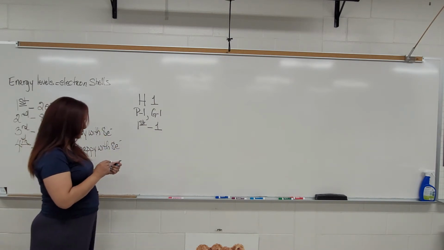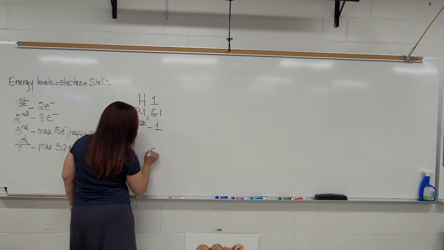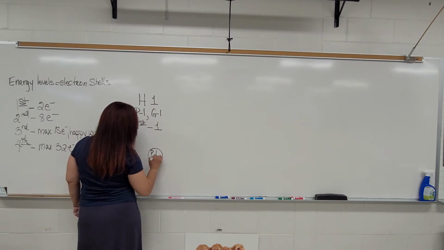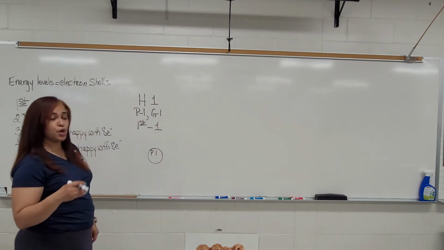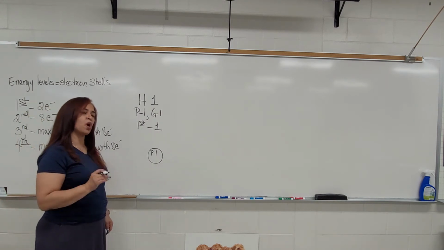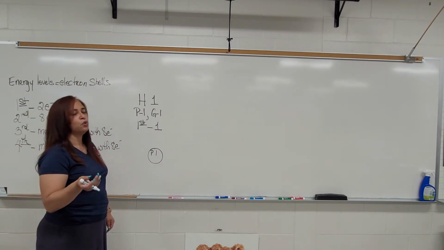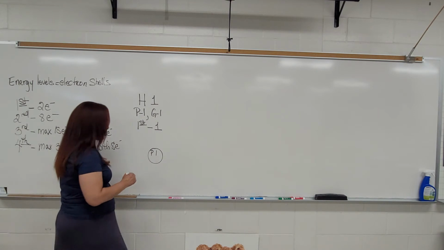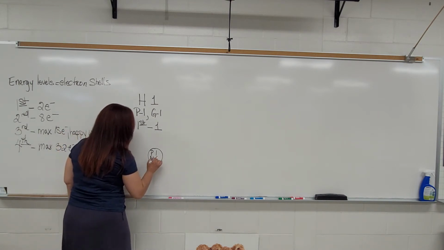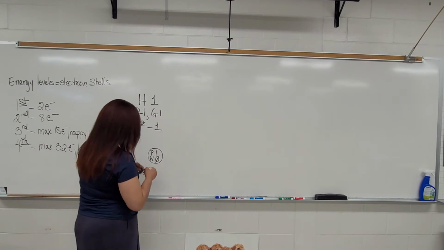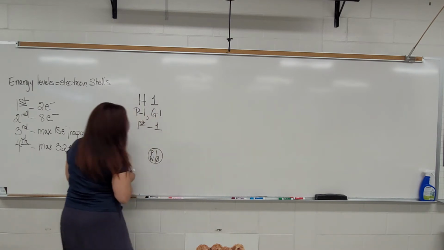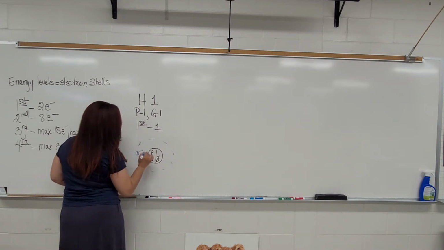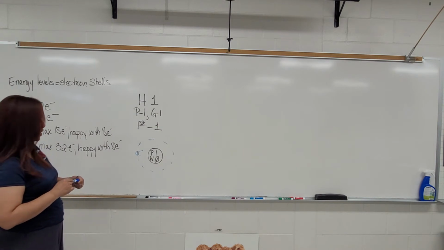So how does this look in the Bohr model? Well, hydrogen has 1 proton, and it has no neutrons. Its atomic mass is 1.008. When you round that, it rounds to 1. So 1 minus 1 is 0. It has 0 neutrons. And its electrons, it has 1 electron.